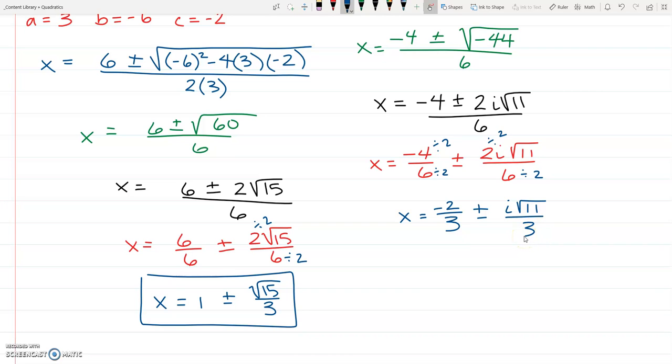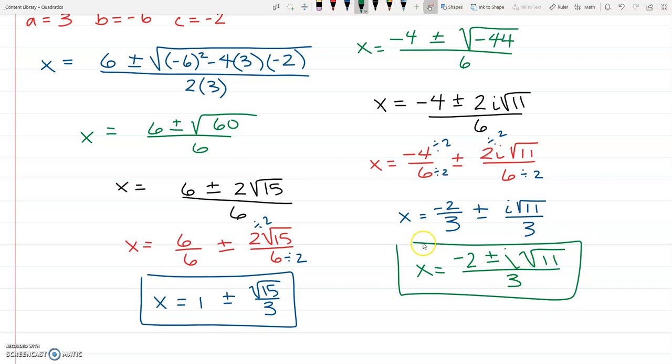In a problem like this where your denominators are the same, I think Alex is going to tell you to write it with 1 denominator instead of 2 because both denominators are the same. And this is actually a scenario where I kind of agree with Alex. So I'm going to just rewrite it as negative 2 plus or minus i square root of 11, all over 3. So if Alex asks you to write it with 1 denominator, that's what it would look like.